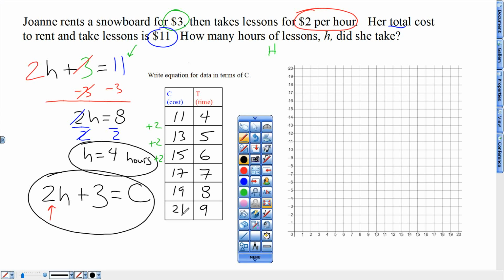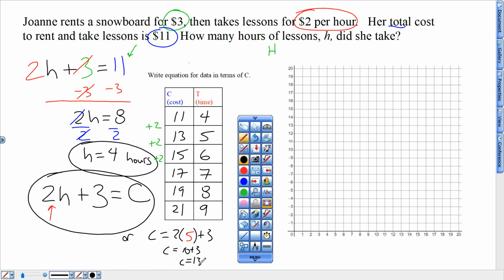Or of course I could always use that equation there. Maybe flip it around and plug in the 5 right there and get what C is using that equation instead of just adding 2's. 2 times 5 plus 3. That gives me the cost at, I'm sorry, at 5 hours is that 13 number right there. That's another way you can do it.